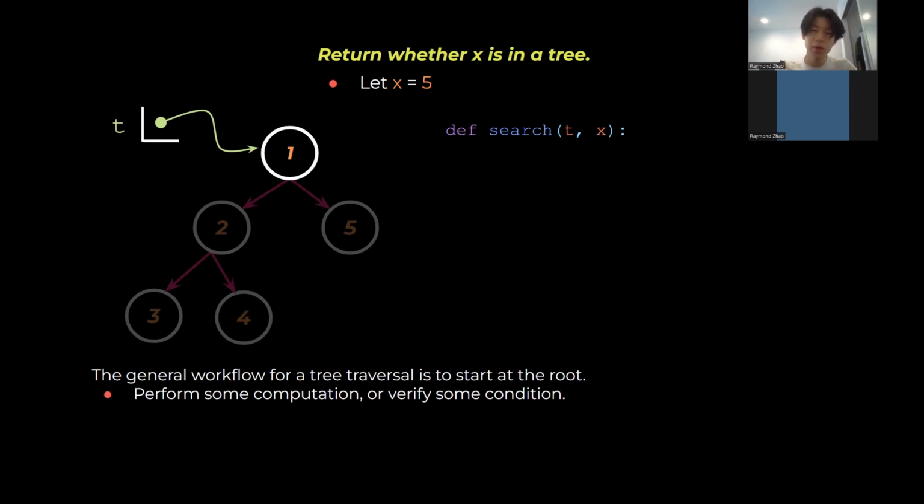Right. So we're going to start at the top. I want to perform some computation. I'm going to ask, hey, are you 5? If you are, great, I can just return true. If not, I have to advance further down into my subtrees. How do I do that?